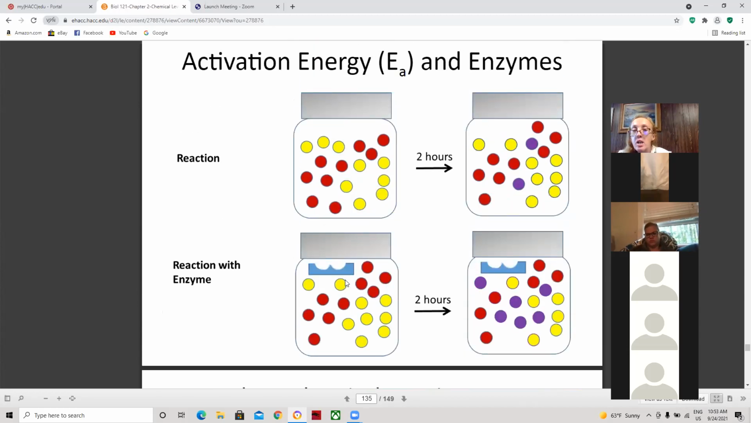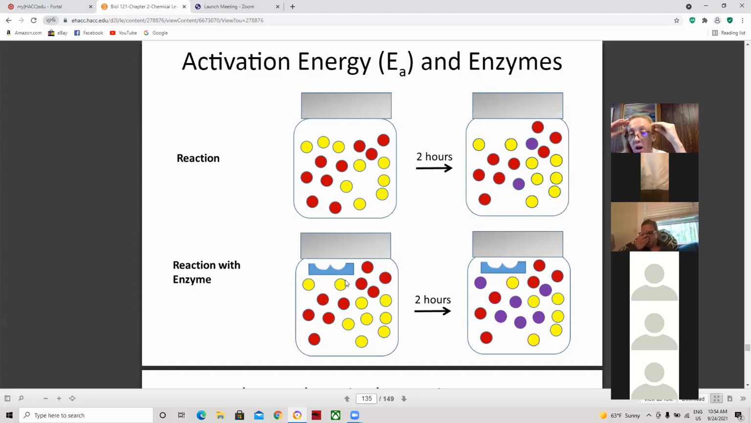So the activation energy is this potential or probability that the molecules are going to hit at the right angle, hit with enough force, and if necessary, stay together long enough to react. Enzymes make that probability bigger. So it increases the probability. I didn't know if that was the right word. I'm a little tired. Increases the probability.